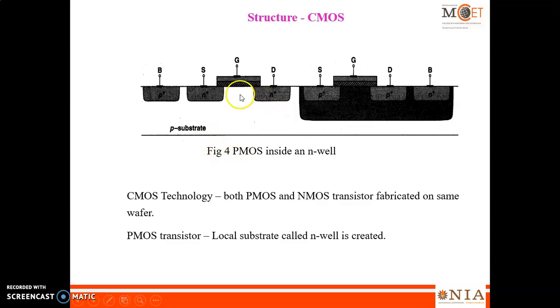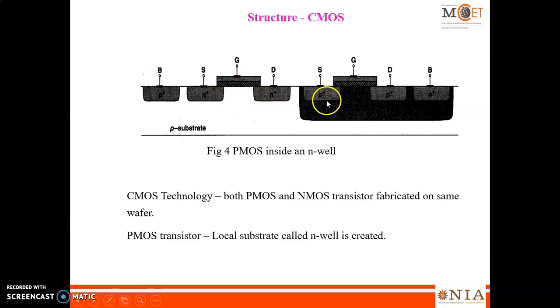On the left half of this diagram, source and drain are both made up of N-type and the substrate is of P-type, which results in an NMOS transistor. So here you can find one NMOS transistor.